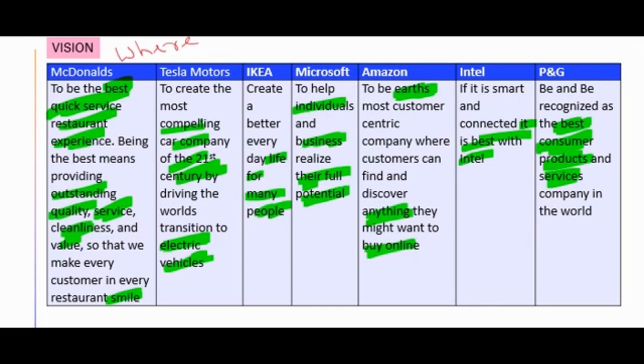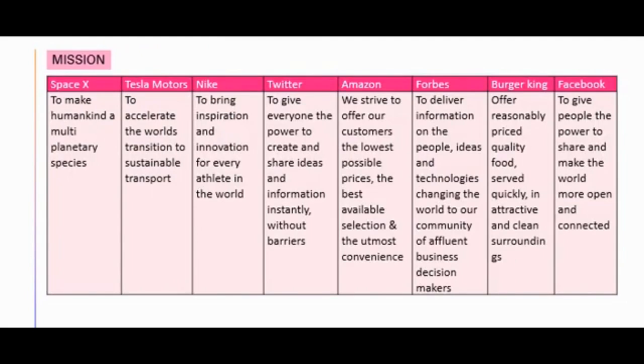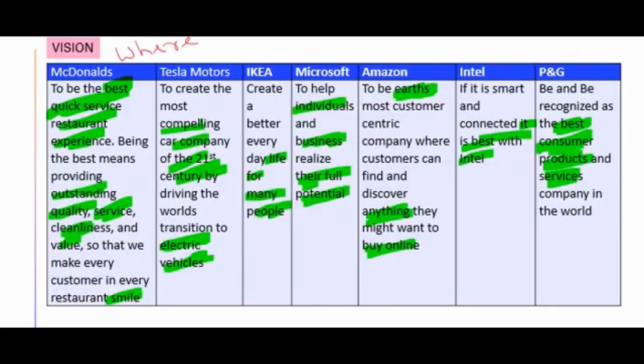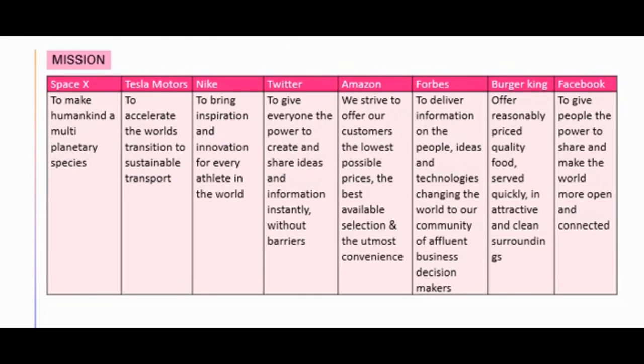So now let us look at mission statements. So vision statement is where and mission statement is why, right? So why you need to reach that goal, why you are starting that business. So let us look at some examples of mission statements of various companies.